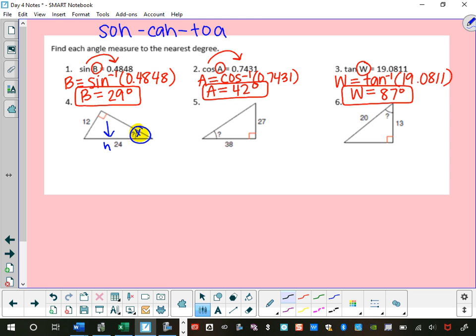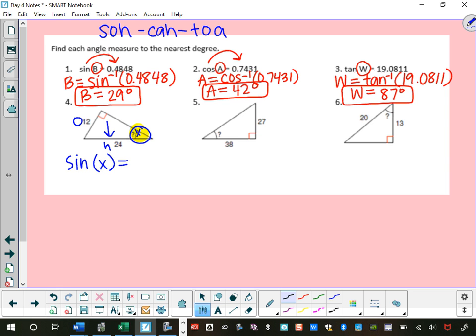Is this line touching this angle? No, so is it side by side? So it has to be opposite. Adjacent means side by side. It is not adjacent. All right, so look at your trig functions. Which one means opposite hypotenuse? Sine, right? All right, sin, sine, whatever. You can say either one. So we have sine of x.